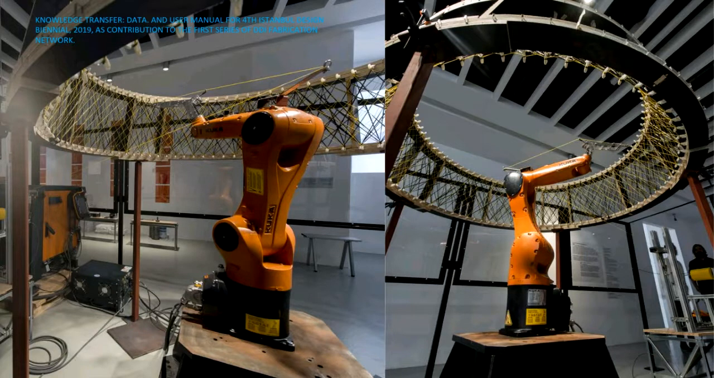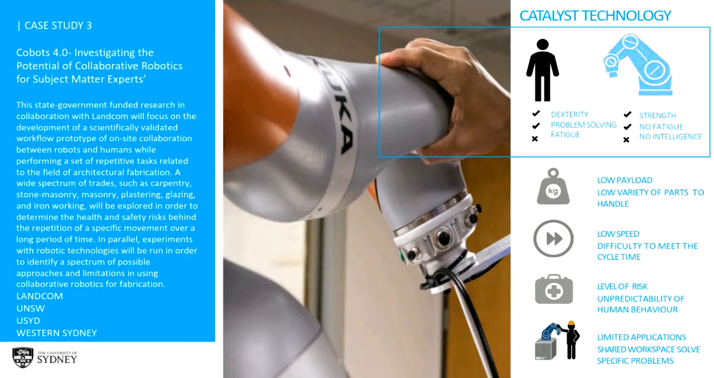And now, last but not least, that's the last project that we've been working on at the moment, and this is the idea of robotic collaboration or cobots, so collaborative robotics for subject matter experts. That's a grant that we've been doing together with Landcom, UNSW, UTS Sydney and Western Sydney, that looks at the benefits that each of the 2 workers bring to the equation. The human has dexterity and good problem-solving skills, but has fatigue, where the robot has strength and no fatigue, but doesn't have any intelligence.